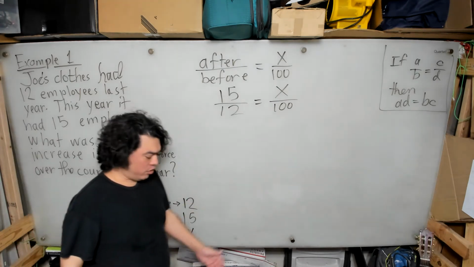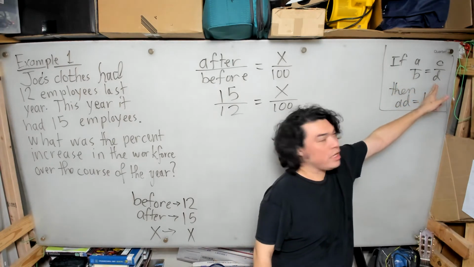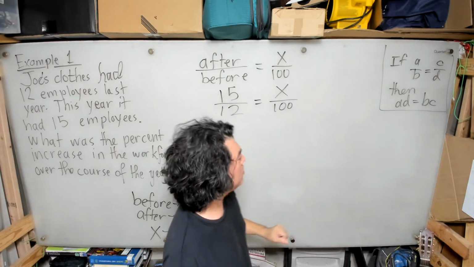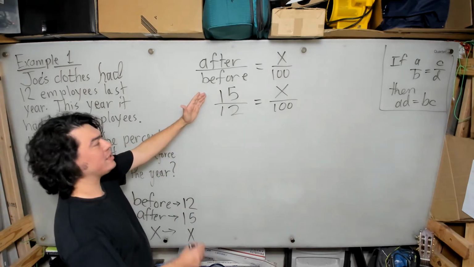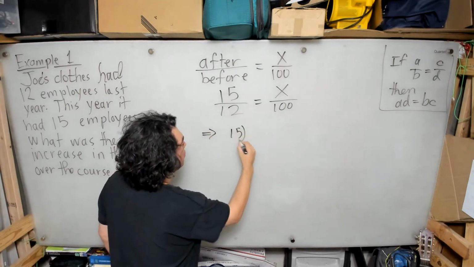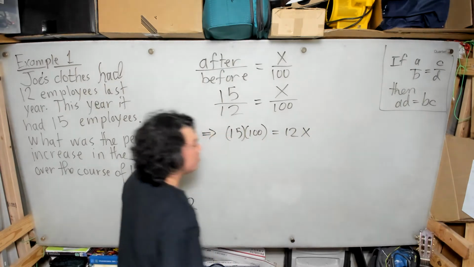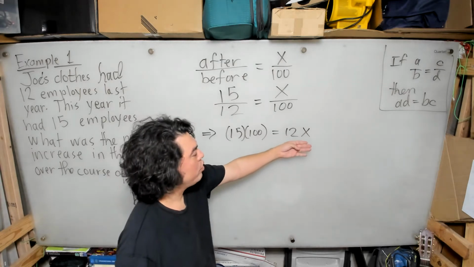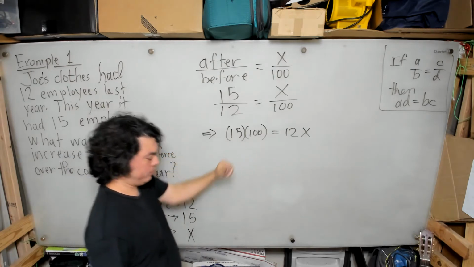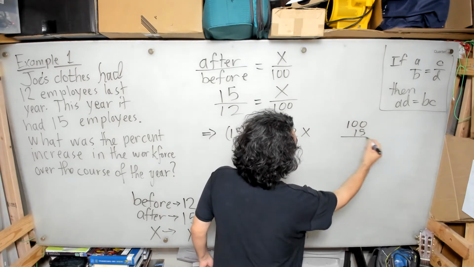I want to remind you that whenever we have two fractions that are equal to each other, if A over B equals C over D, then A times D is equal to B times C. So in that case, this proportion implies that 15 times 100 equals 12 times X. We denote 12 times X merely by writing 12 next to the X. That means 12 times X. So what is 15 times 100? Let's do that here. 100 times 15.